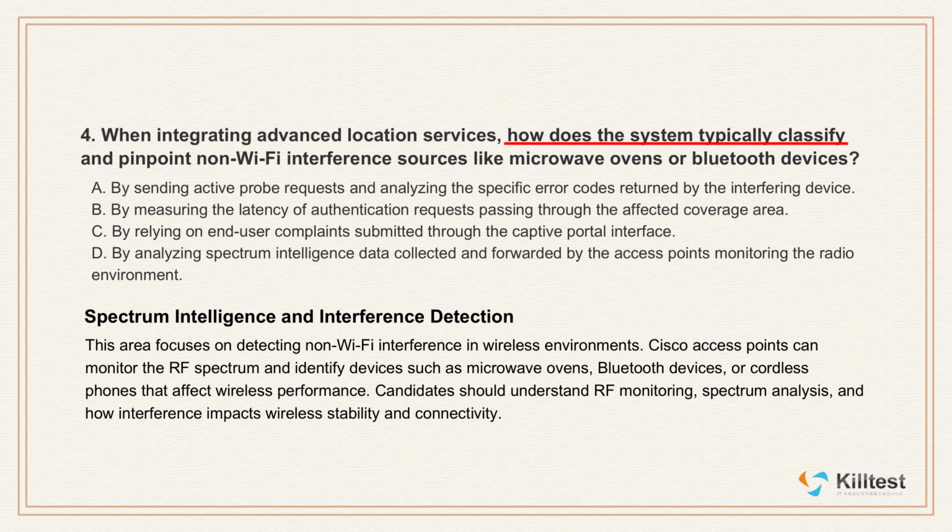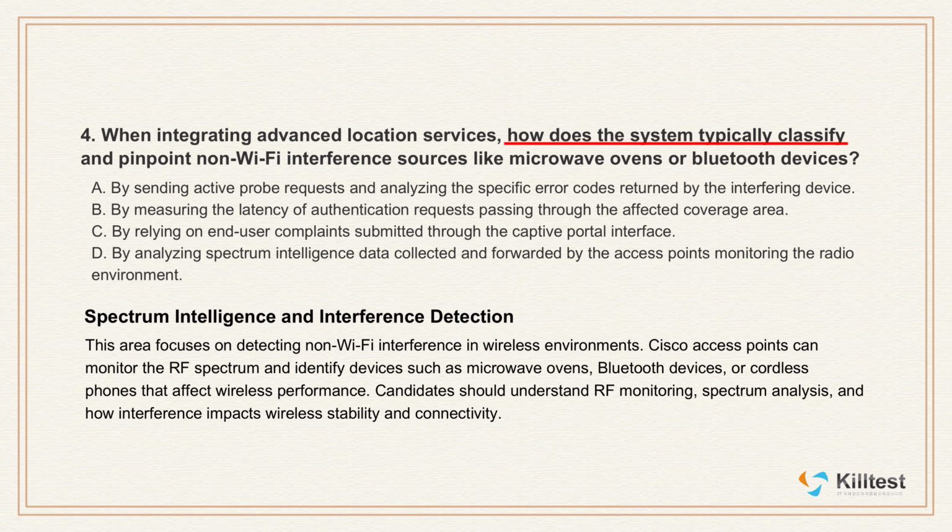Option A, by analyzing specific error codes returned to network probes. Option B, by measuring the latency of client authentication requests. Option C, by aggregating end-user complaints submitted through a captive portal. Or option D, by using spectrum intelligence to continuously monitor the RF environment and analyze waveform patterns. So many people get tripped up on this one.